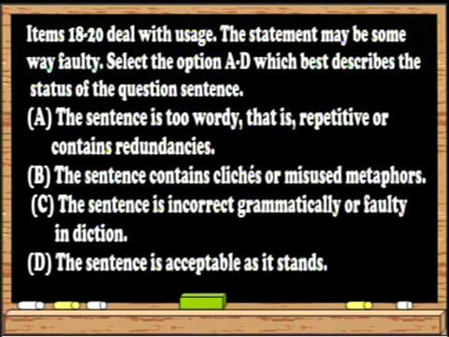A, if the sentence is too wordy, that is, repetitive or contains redundancies. If the sentence contains clichés or misused metaphor, it will be identified by B. C, if the sentence has incorrect grammar or faulty diction. And D, if the sentence is acceptable as it stands.